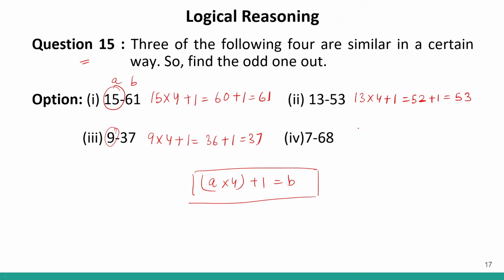Now, let us check for over here. So, over here it will be 7 into 4 plus 1. So, 7 into 4 is 28 plus 1 will give me 29. But here the number is 68. Therefore, option number 4 is different. Option number 4 is not following the same logic. Therefore, the correct answer will be option number 4. Clear?